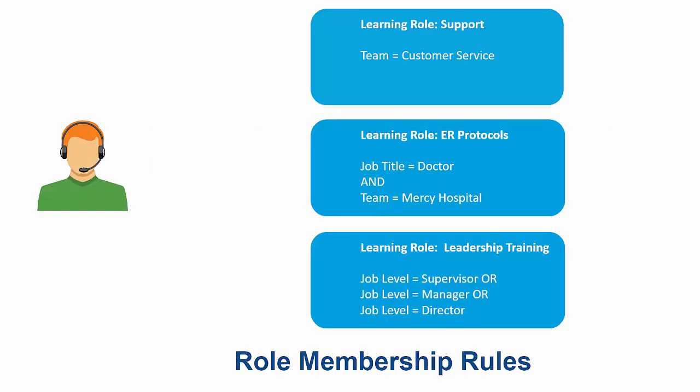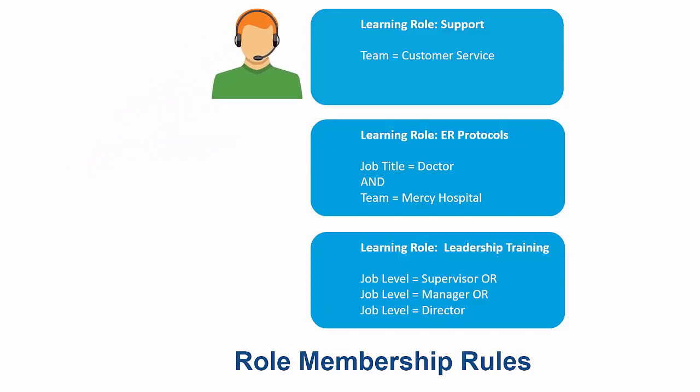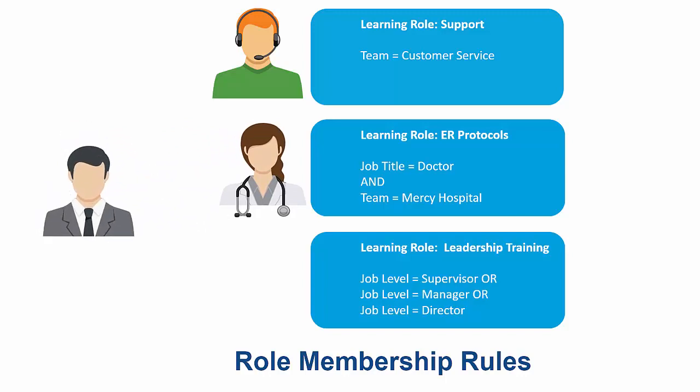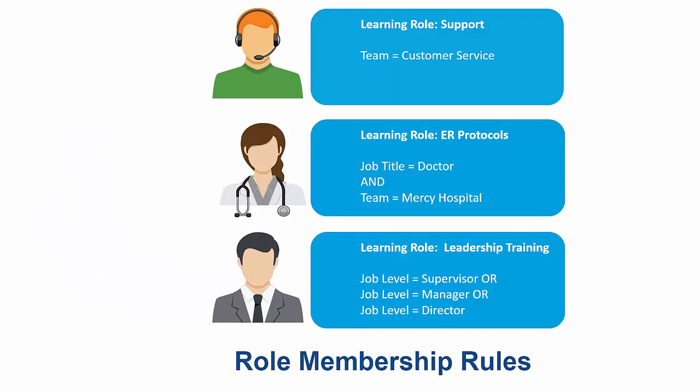One of the most powerful ways to assign learning roles is by using role membership rules. We covered membership rules earlier in this course, but as a quick reminder, membership rules automatically assign a learning role based on a learner's profile properties. Hire date, team, department, job title, or any other property in the learner profile can be used to assign a particular learning role. You can also use a combination of properties such as job title and team, or a selection of properties like supervisor or manager or director.